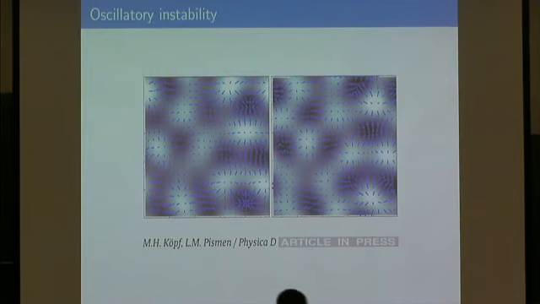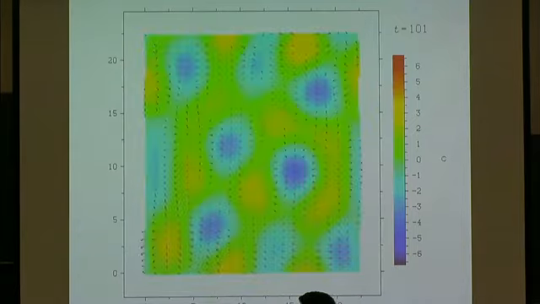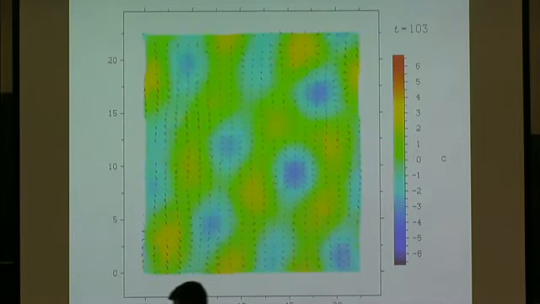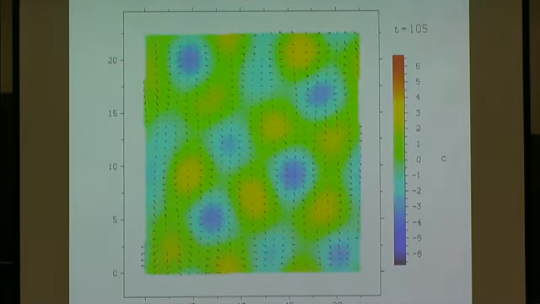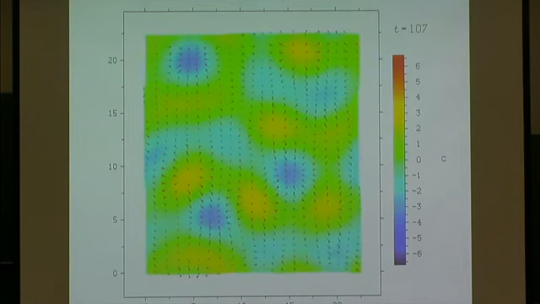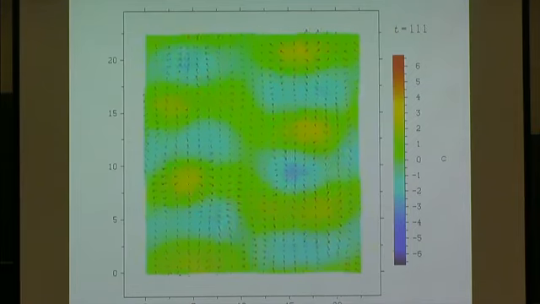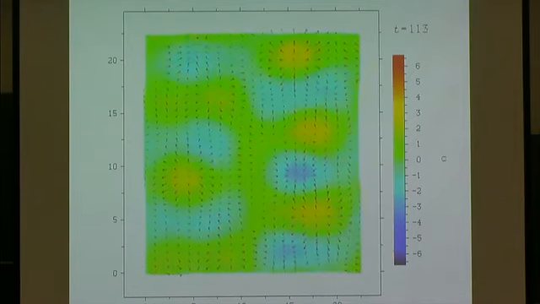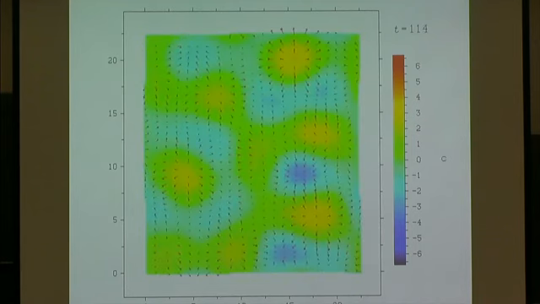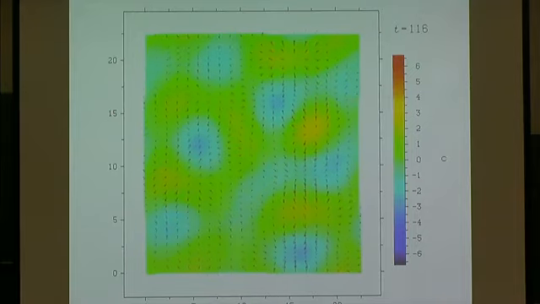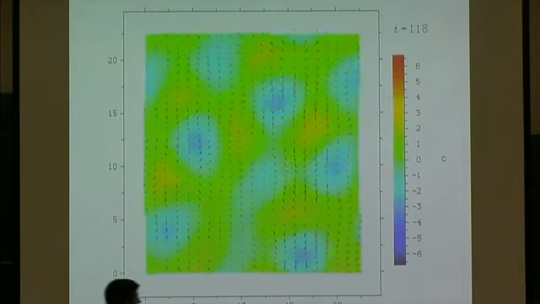I'll try to show you movies here. What you can see here is in color the concentration field. The arrows indicate the polarization field, and you can see that we have domains oscillating between high and low levels of C, and the polarization field rotates basically to keep aligned with the gradients of C.